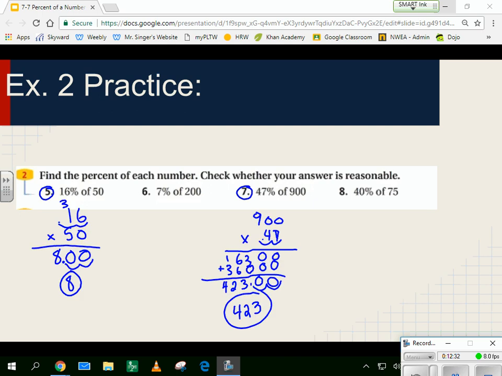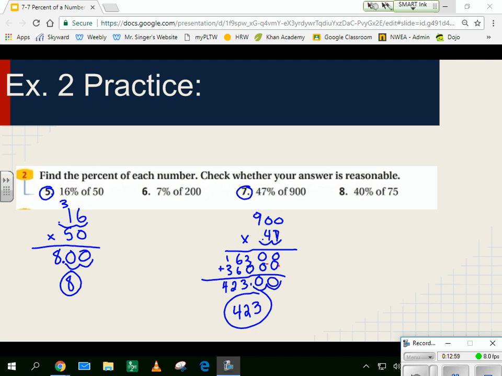So the result you should have got for 5 is 8. So when I do 0.16 times 50, I got 800. But then I moved the decimal twice, and it gave me an answer of 8. For 900 times 0.47, I did 7 times 0, which is 0, 7 times 0, which is 0, 7 times 9, which is 63. And then I crossed out the 7, put a 0 down here in that first place value, and then I continued from here.